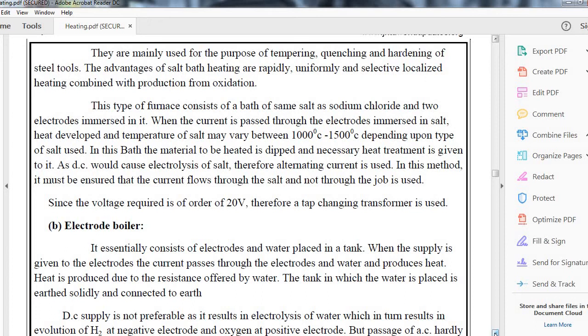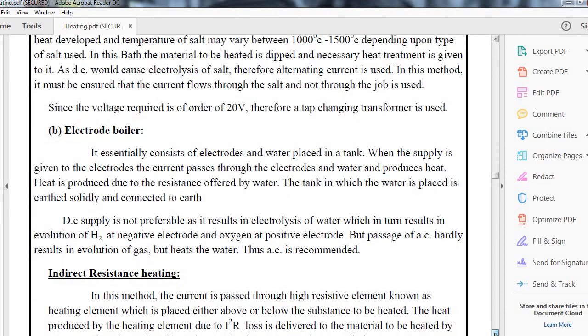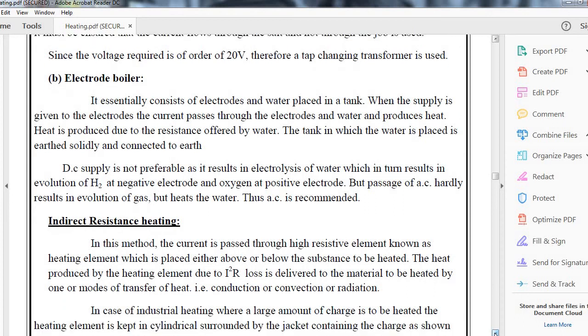As DC would cause electrolysis of the salt, AC is used. In this method, it must be ensured that the current flows through the salt and not through the job itself. Since the voltage required is of the order of 20 volts, a tap changing transformer is used.